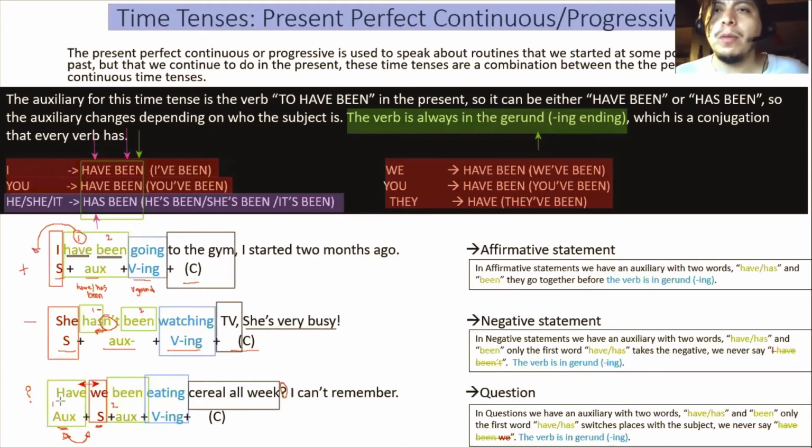Otra vez tenemos el problema de que nuestro auxiliar tiene dos partes. Has y been o have y been. ¿Cómo hacemos una pregunta? Normalmente, pues el auxiliar y el sujeto cambian de posición. Empezamos con auxiliar sujeto en lugar de sujeto auxiliar. En este caso, como nuestro auxiliar es en dos partes, vamos a partir nuestro auxiliar y solo la primera mitad del auxiliar va a cambiar su lugar con el sujeto. No vamos a decir have been we. Nada más pasamos el puro have. Have we been? Has she been? Have I been? Siempre, siempre, siempre solo es la primera parte.